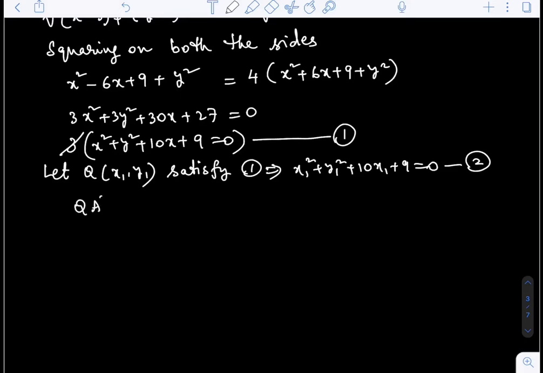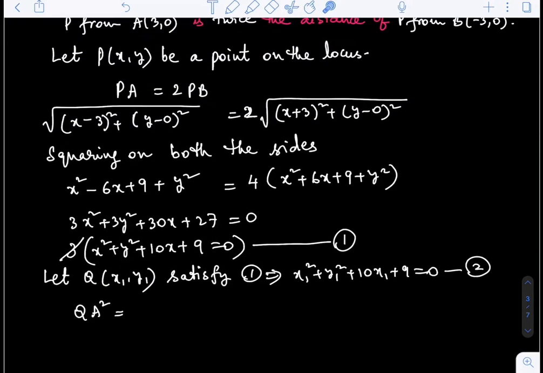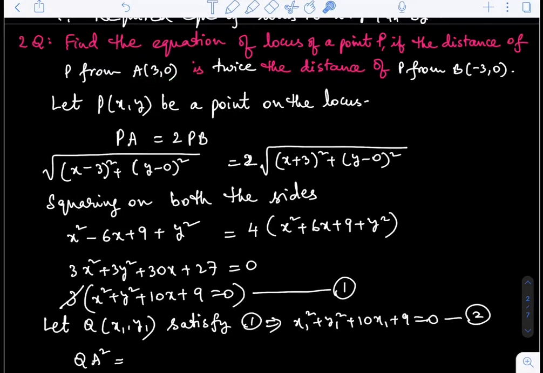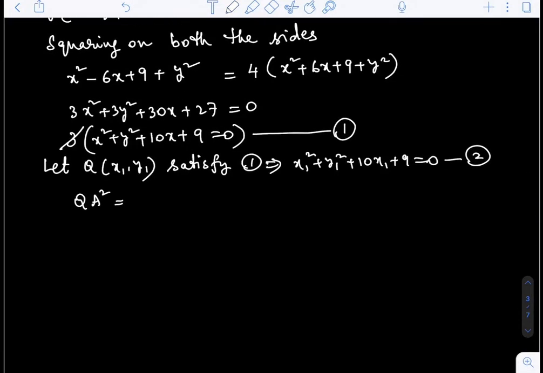Now take QA square this time. What is QA square? What is Q? Q is already there in this step. Q is x1 y1. What is A? Let us go to the problem and see. A is 3 0, no? A is here 3 0. And what is Q? Q is x1 y1. Apply the formula, so as to get QA square.